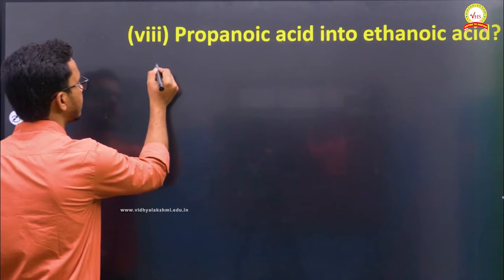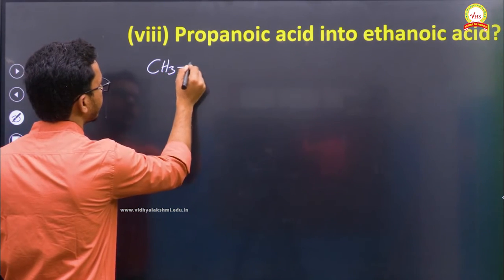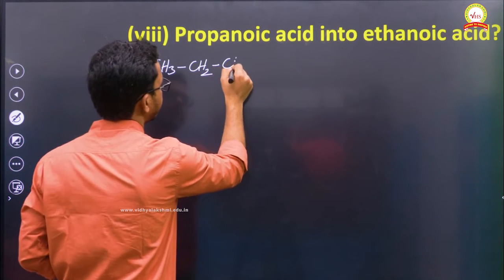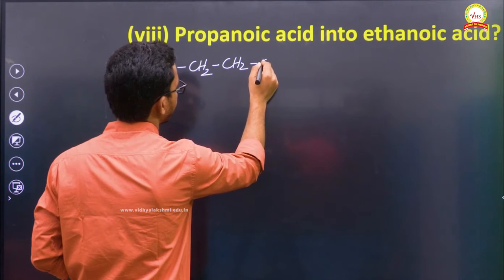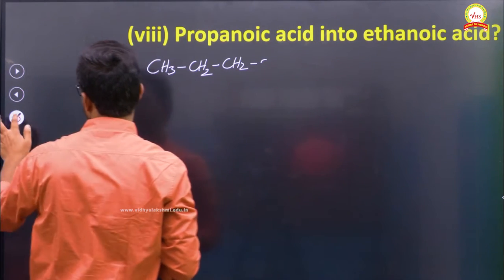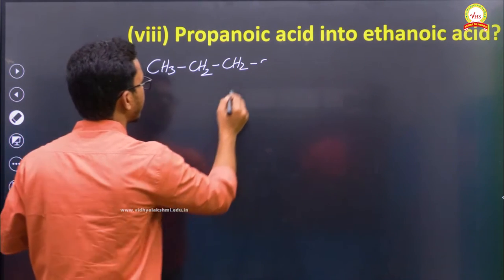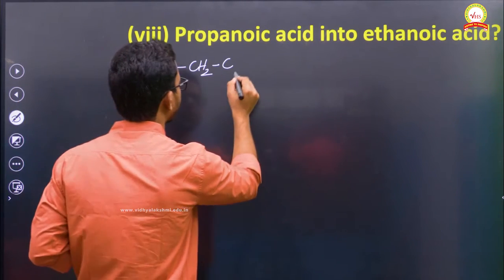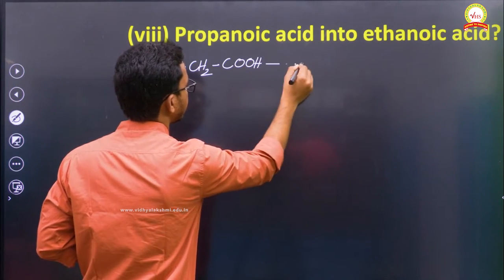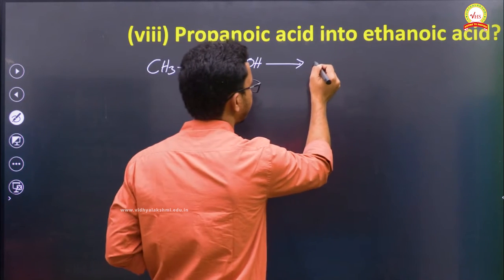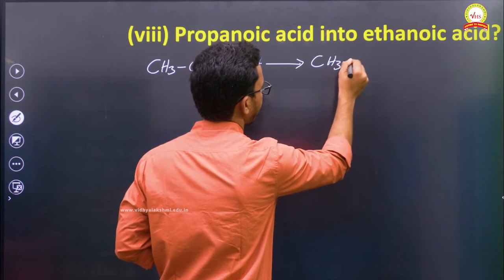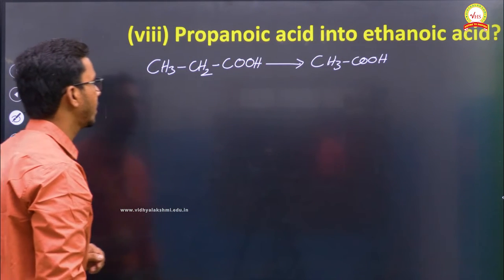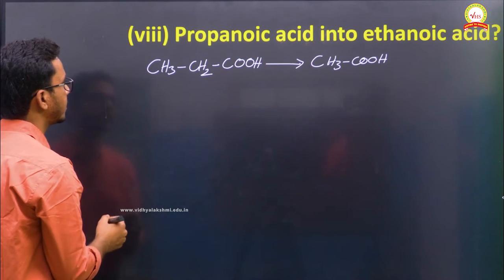Let us take propanoic acid, that is CH3CH2COOH. This one should be converted into ethanoic acid, that is 2 carbon, CH3COOH. How can we convert this one? Let me take this one.